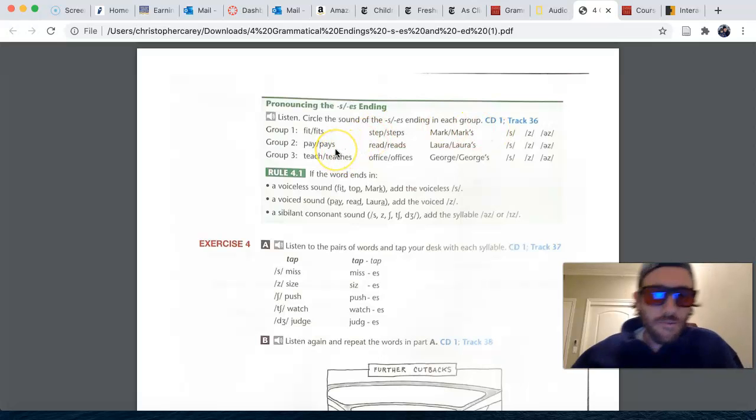So look at group 2 together. Pay, pays. Read, reads.